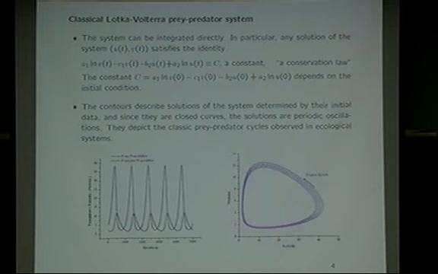This page talks about the solution of the classical Lotka-Volterra system. The classical Lotka-Volterra system can be directly solved. So the solution u(t), v(t) should satisfy this conservation law. We see that the solution makes a contour in the phase space, the u-axis and v-axis. And this depicts the phenomenon that occurs in nature that shows the predator-prey cycles.